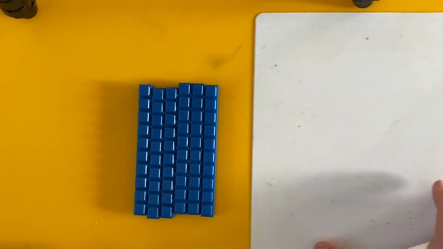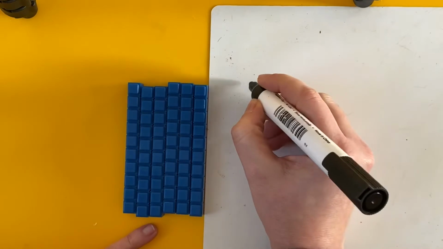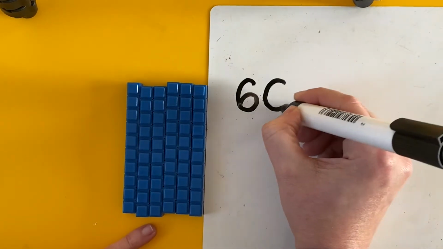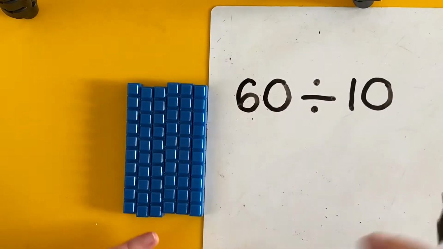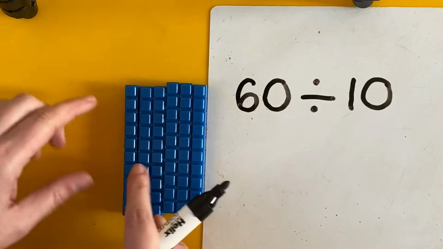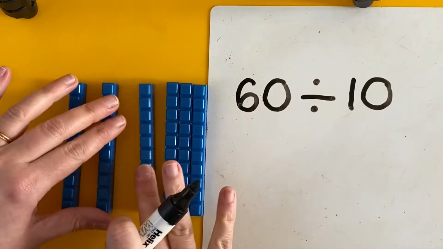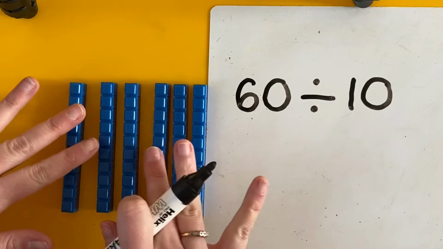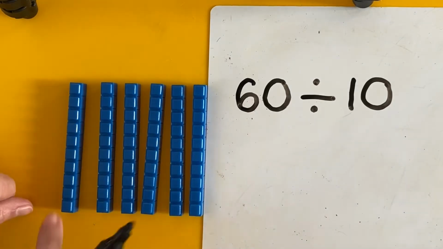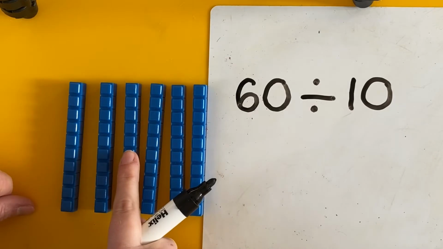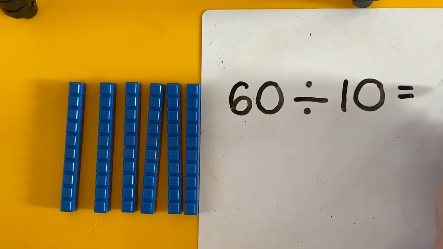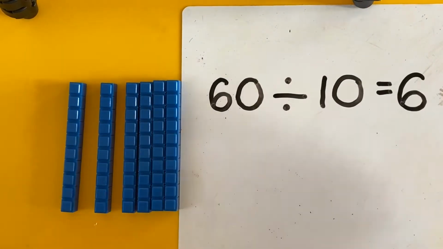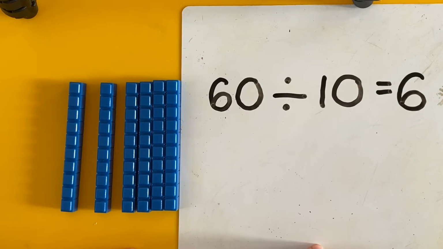And it is very easy for me to divide these by 10. 60 divided by 10. They're already in groups of 10 here, aren't they? So how many groups of 10 have I got? 1, 2, 3, 4, 5, 6. What would you say? Easy peasy lemon squeezy? Should we have a look at another one?